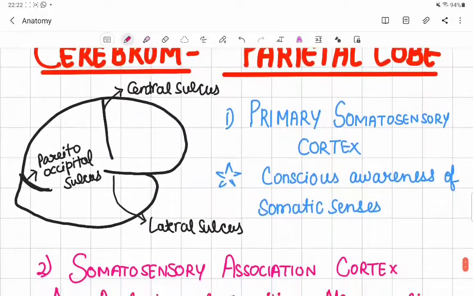The parietal lobe of the cerebrum consists of the primary somatosensory cortex, the somatosensory association cortex, and the posterior association area. The boundaries of the parietal lobe are formed by the central sulcus, the parieto-occipital sulcus, and the sylvian fissure, or the lateral sulcus.